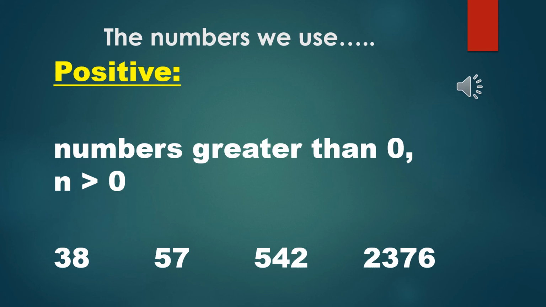When you first started learning to count, you were using positive numbers. Positive numbers are all of those numbers greater than 0. If you were looking on a number line, they would be all of the numbers to the right of 0. Positive numbers are the numbers that you see most often.